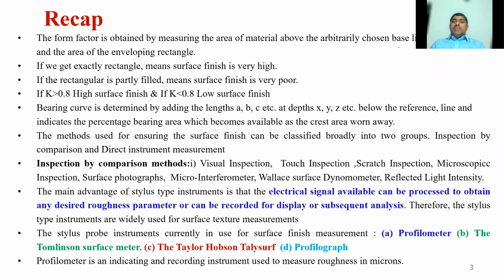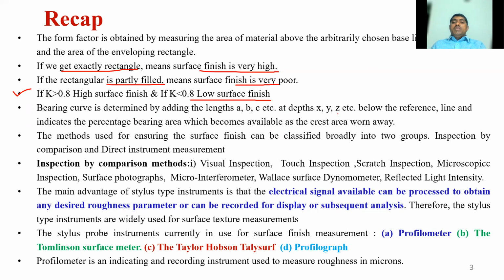So the form factor is obtained by measuring the area of the material above the arbitrarily chosen baseline in the section and the area of the enveloping rectangle. So this we understood from lecture 3, right? The metal to the area of the enveloping rectangle. If we get exactly a rectangle, that means the surface finish is very high. If the rectangle is partly filled by the surface irregularities, that means the surface finish is poor. Form factor K greater than 0.8 means high surface finish, and if the form factor is less than 0.8, it represents low surface finish.